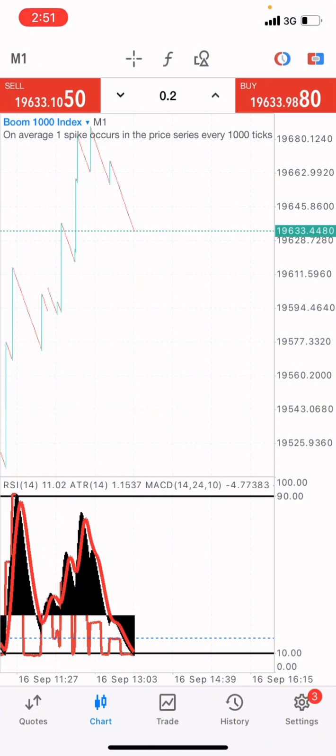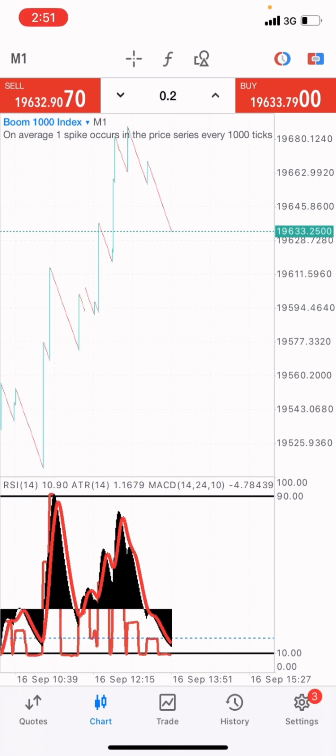Okay, so these are what you should always put in your mind when you're trading the Boom 1000 index market. What you should always do is to know that this market does not want to go in your favor. So the only way you can trade this market to go in your favor is to analyze the market properly, and also look at where the price is, the price action.